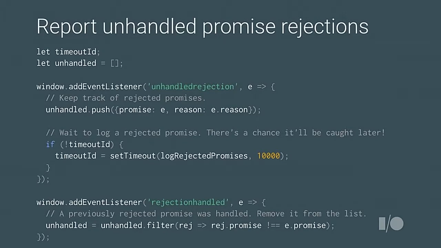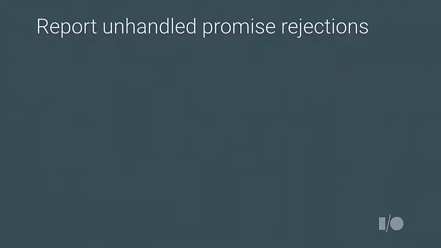You can do the same for promises. So in our app, we're using promises for just about everything. Really love promises. There are two events for that, unhandled rejection and rejection handled. And so we're doing that as well, reporting any promises that were rejected that we didn't think of to analytics.